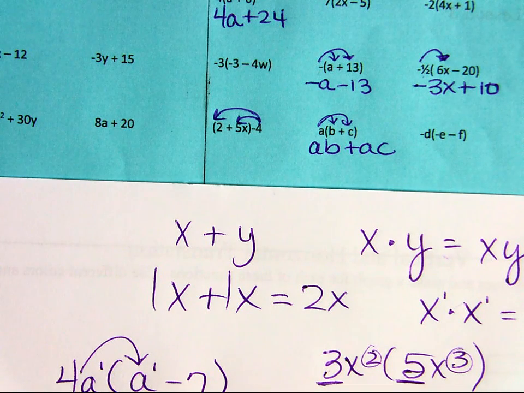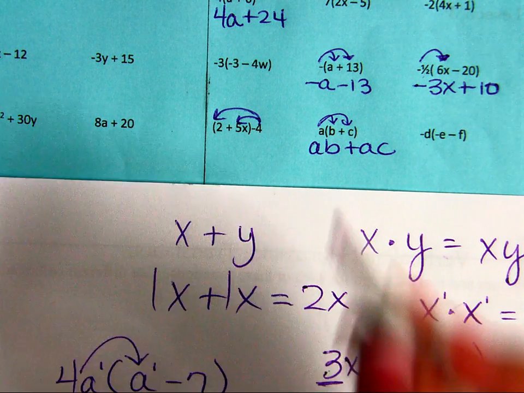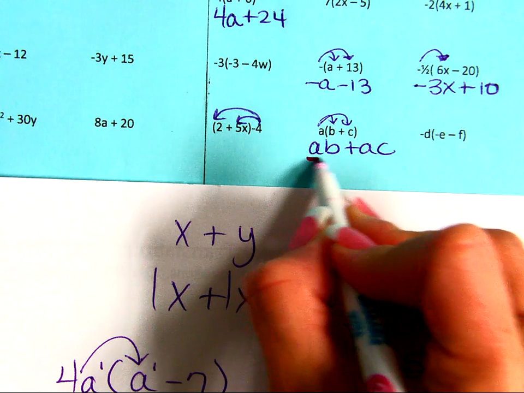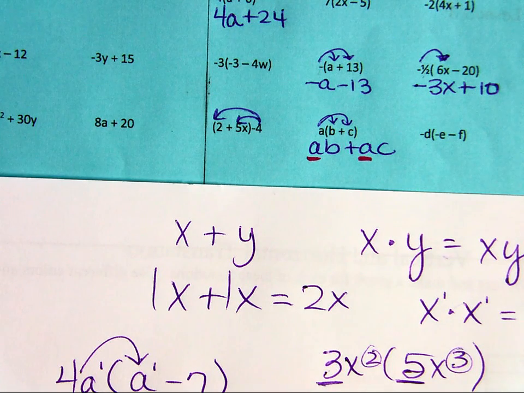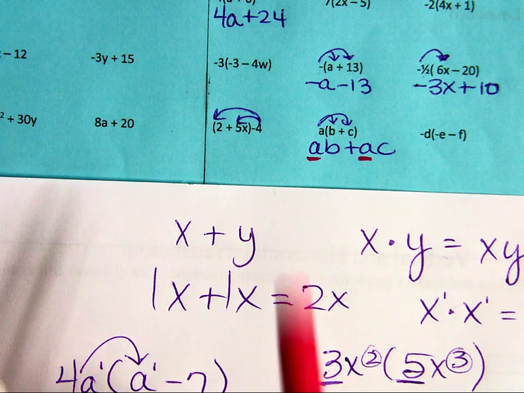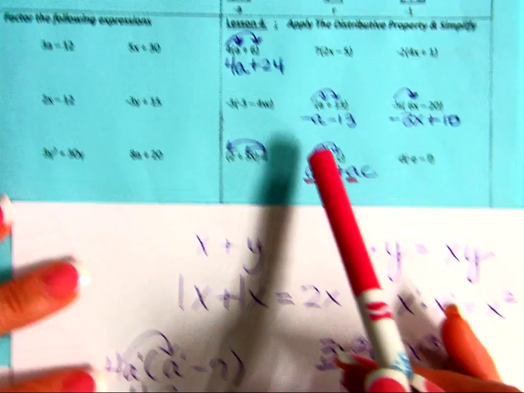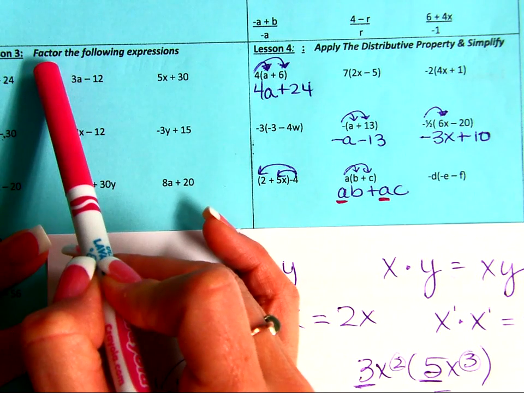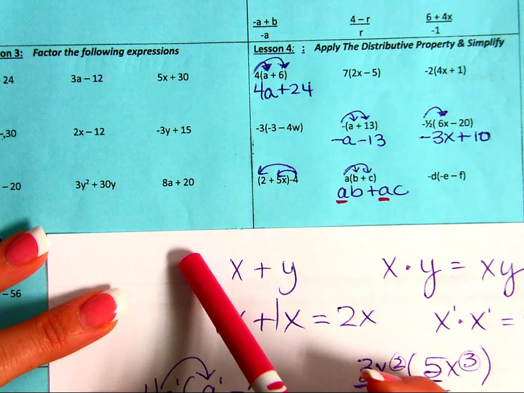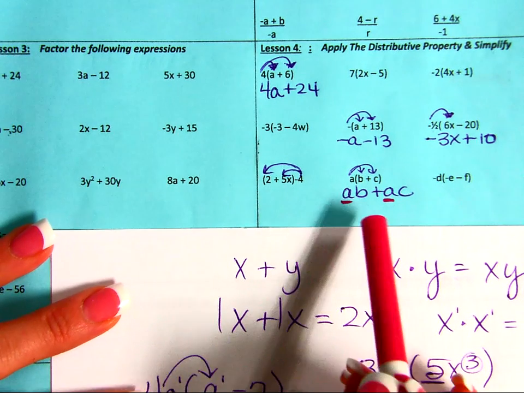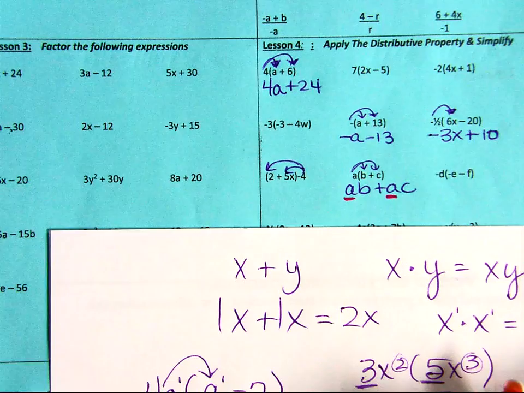When you look at ab plus ac, what term or variable do you see that they both have in common? An a. So what I need you to know is that when you distribute, you multiply a number through, and when you factor, you take that number out. Okay, Joseph, pay attention. And you go backwards. You undo the distributive property.